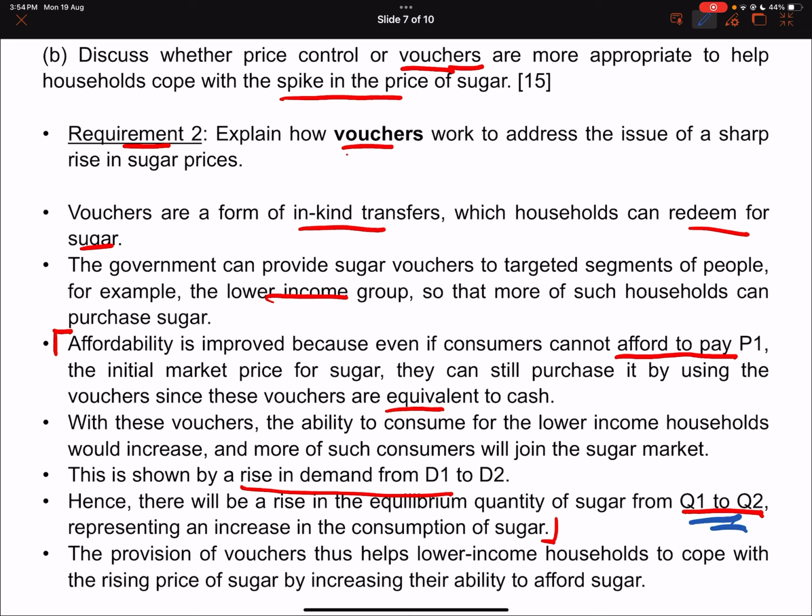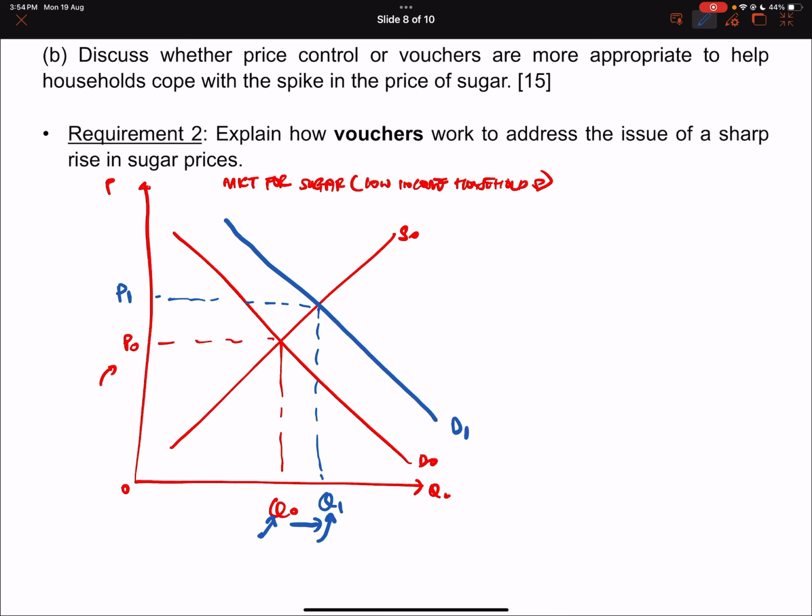So what happens is that the provision of vouchers will help lower-income households to cope with the rising prices by increasing their ability to afford sugar, i.e. allowing them to buy Q1 or Q2 quantities of sugar instead.